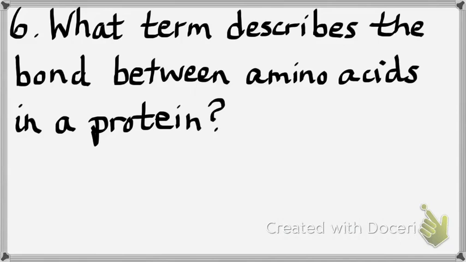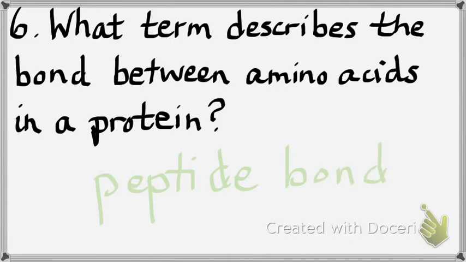What term describes the bond between amino acids in a protein? Good, Emily. Peptide bond. Look, and if you didn't know that, that didn't just immediately come to your mind, let me give you that page number again. Page 33 is a good reference for peptide bond. If you want to go back and look at that, that's page 33, peptide bond.